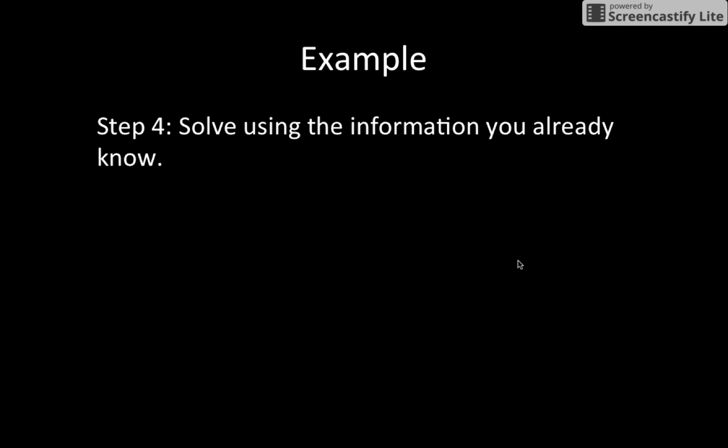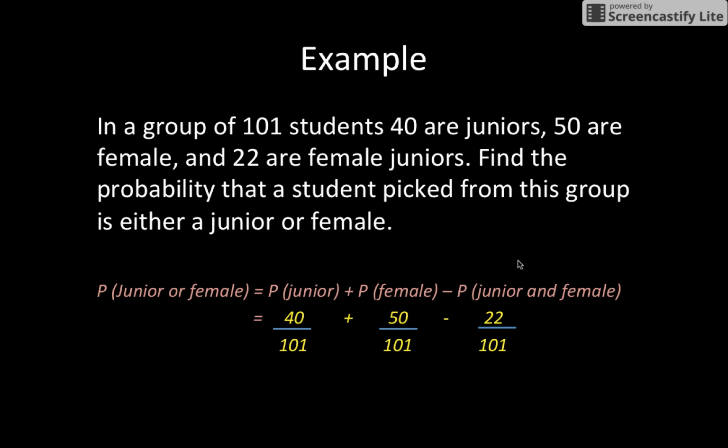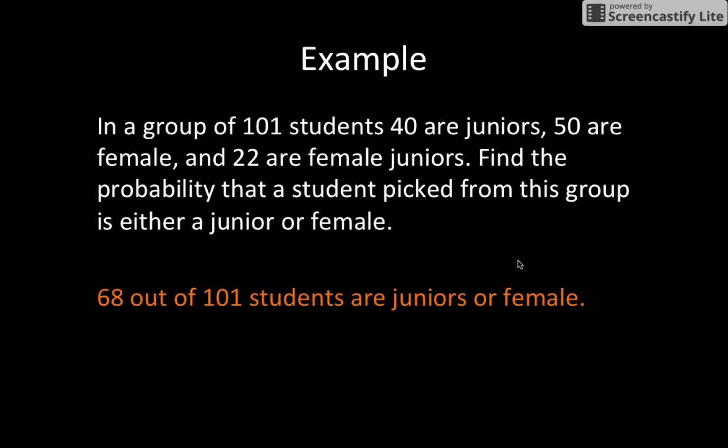Next, you're going to solve using the information you already know. So we already know that there are 40 out of 101 juniors, 50 out of 101 females, minus your 22 out of 101 junior females. And you get 68 out of 101. So 68 out of 101 students are juniors or female.